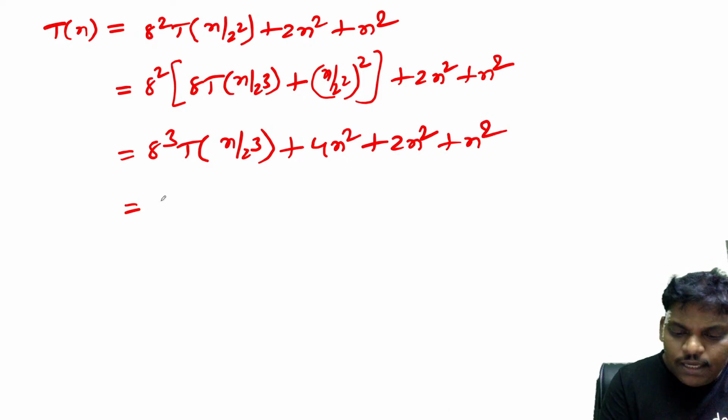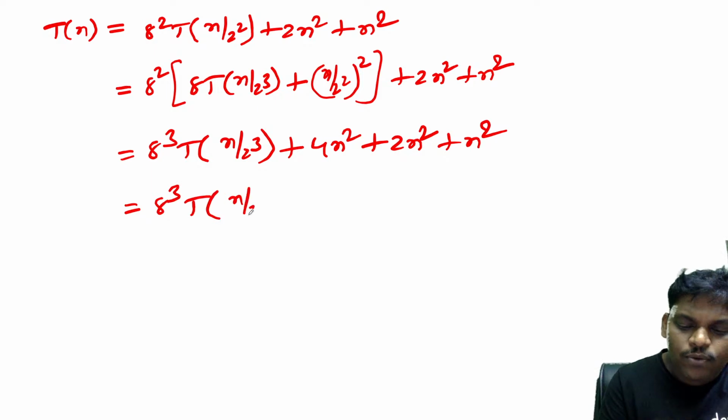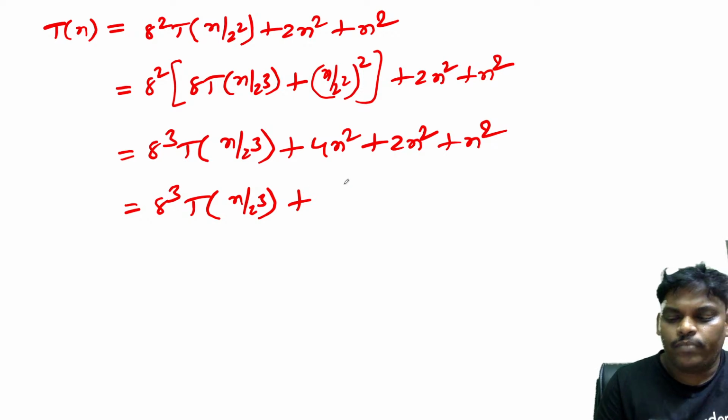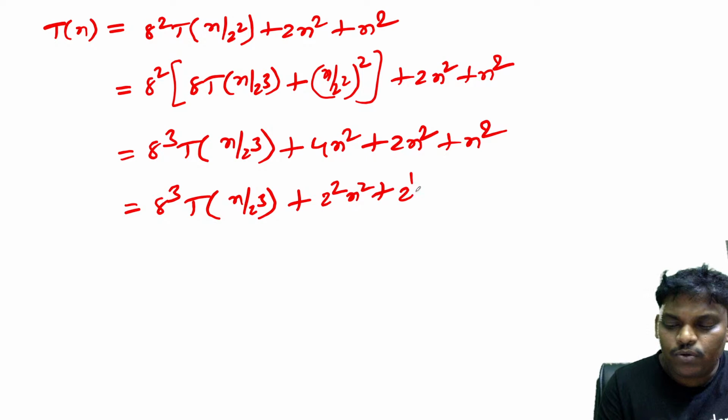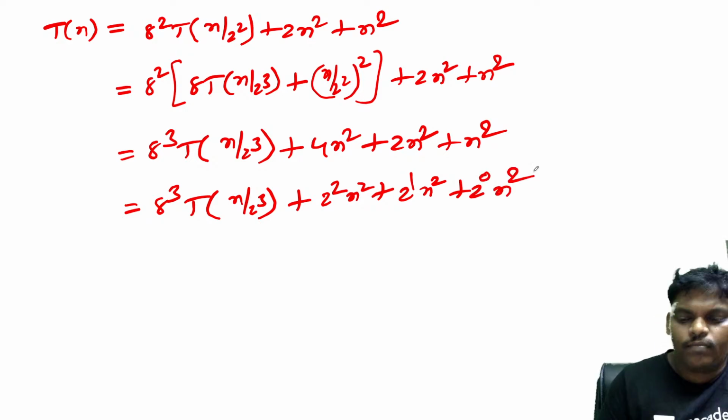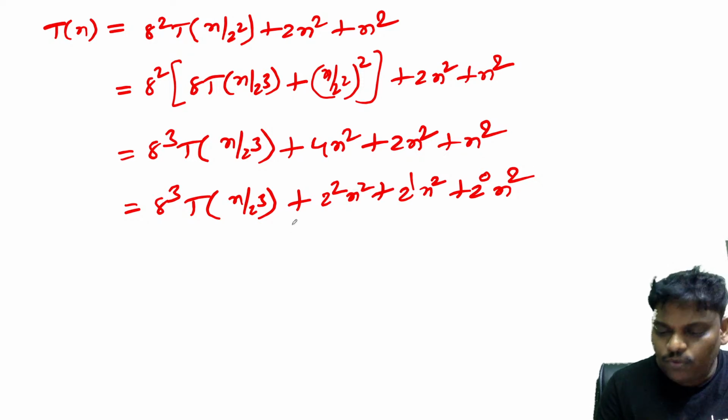So if you observe clearly, this looks like 8 cube T(n/2 cube) plus 2 square n square, 2 power 1 n square, 2 power 0 n square. This is after 3 times. This is the current status after 3 times over.